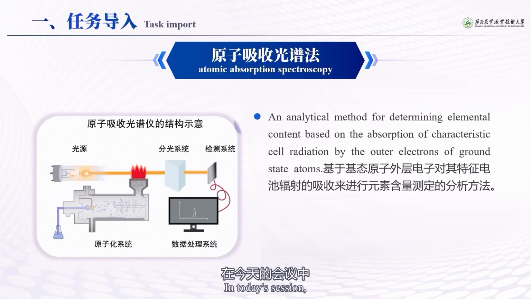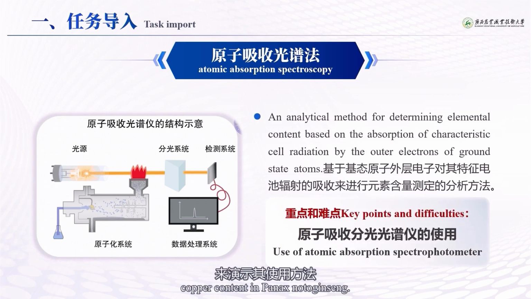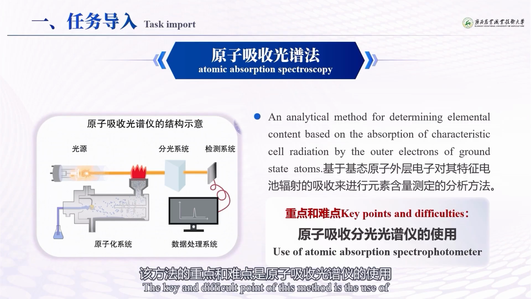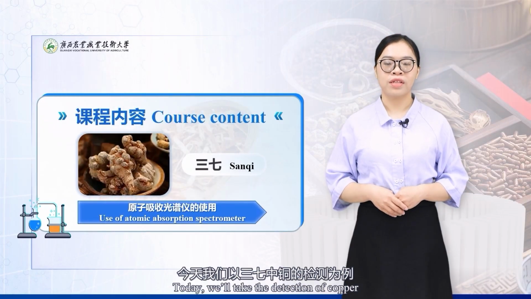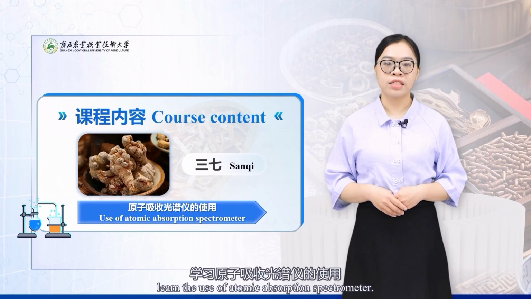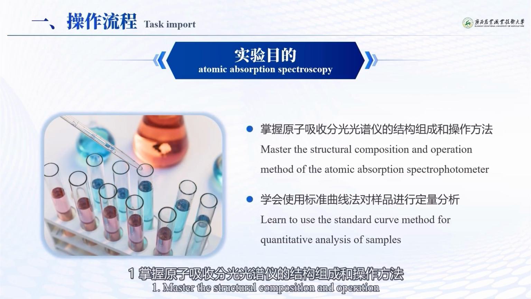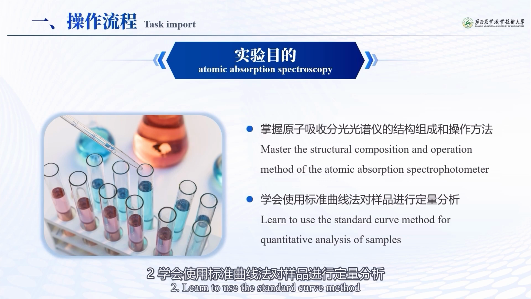In today's session, we will demonstrate the use of this instrument through the specific application of detecting copper content in Panax notoginseng. The key and difficult point of this method is the use of the atomic absorption spectrometer. Today, we'll take the detection of copper in Panax notoginseng as an example to learn the use of atomic absorption spectrometer. Purpose of this experiment. First, master the structural composition and operation methods of atomic absorption spectrometer. Second, learn to use the standard curve method for quantitative analysis of samples.